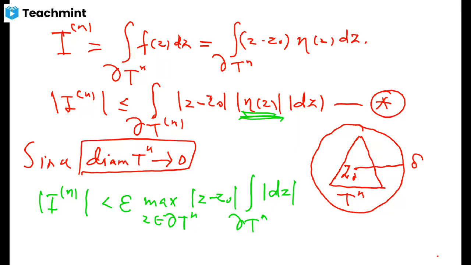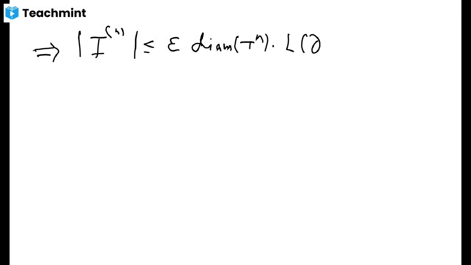But what is this maximum? This maximum is nothing but the diameter of this triangle. And the part under the integral is nothing but the length of this triangle Tn. So the inequality that we now have is: the modulus of the nth integral is less than or equal to epsilon times the diameter of triangle Tn times the length of the boundary of the triangle Tn.